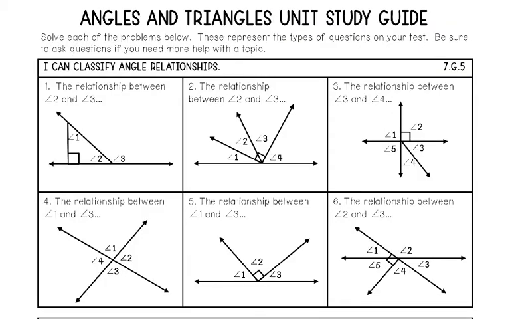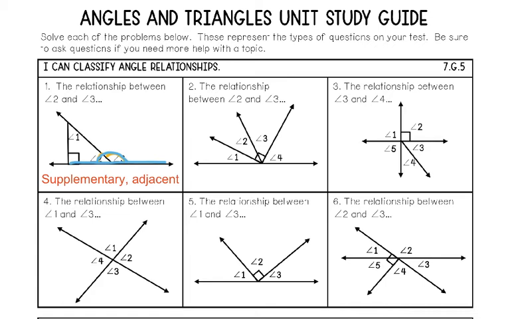The first section says I can classify angle relationships. Number one wants to know what's the relationship between angle 2 and angle 3. If you find those angles, they make one big straight line. If they make a straight line, they make 180 degrees in total. That means they are supplementary, and because they're right next to each other, they are also adjacent.